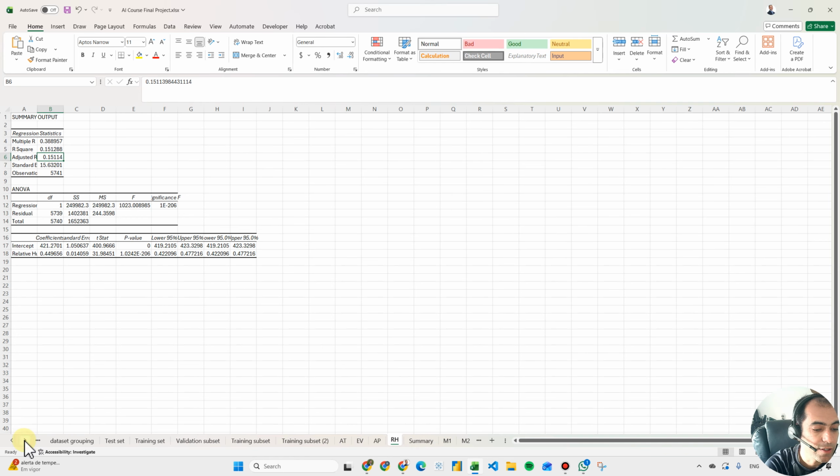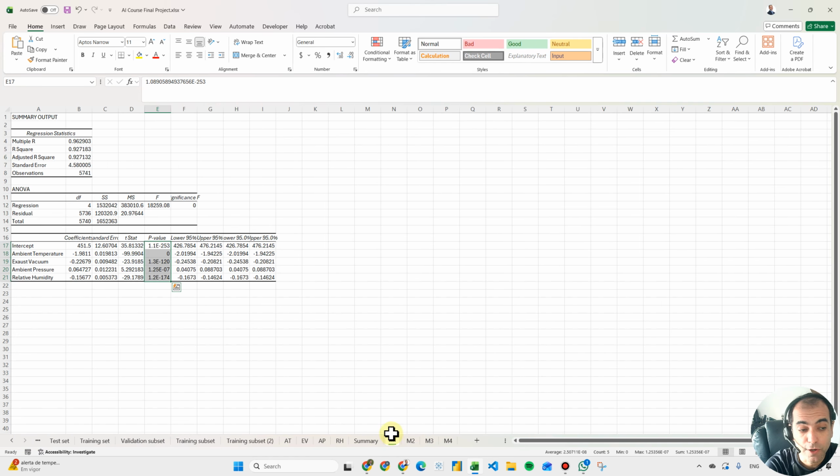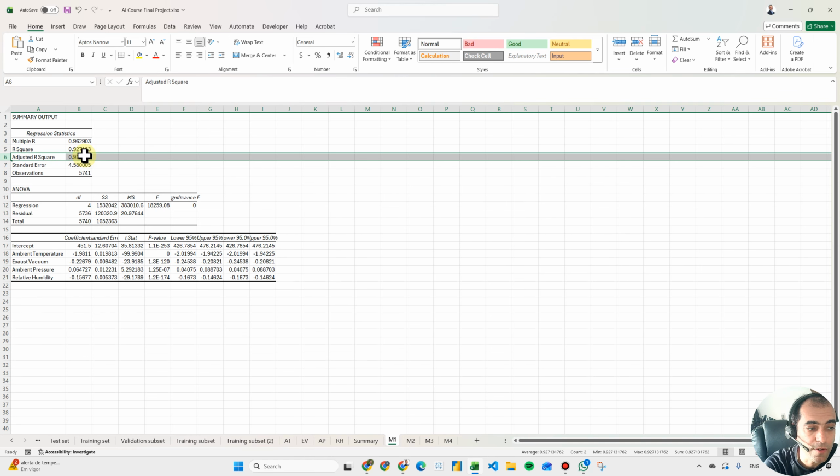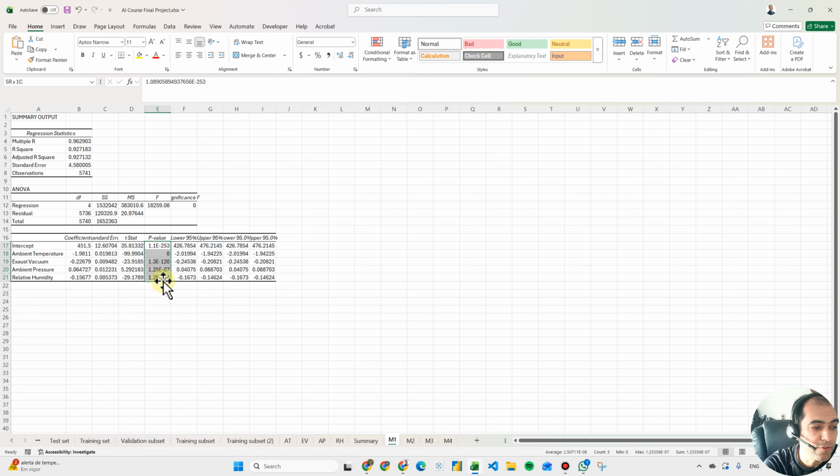The next thing I did was run my first model, my benchmark, a multiple regression using all four features. And we can see that the adjusted R squared is very significant, almost 93%. And all the p-values are very low. So it's a very good benchmark for me to start with.